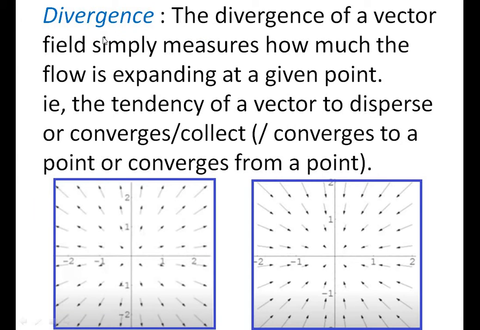Okay, then divergence. What do you mean by divergence? The divergence of a vector field simply measures how much the flow is expanding at a given point. That is, the tendency of a vector to disperse or converge or collect, or we say that converges to a point or converges from a point. That is divergence.